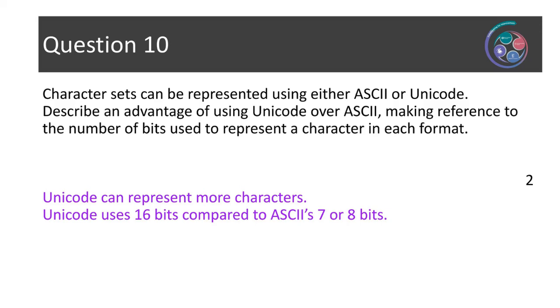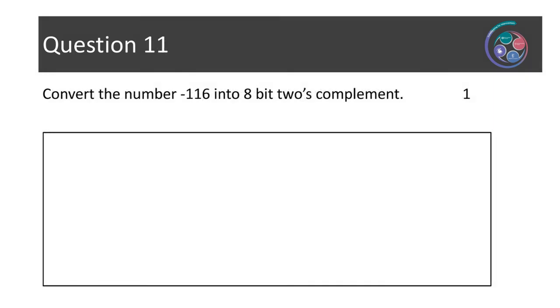because as we know, some countries in the world have really quite complicated alphabet systems. So you want to say Unicode can represent more characters, and then we want to go on to say that Unicode uses the 16 bits, because that's making reference to the number of bits compared to ASCII's, and both 7 or 8 bits is accepted depending on whether you're talking about ASCII or extended ASCII, as we've got in the example there.